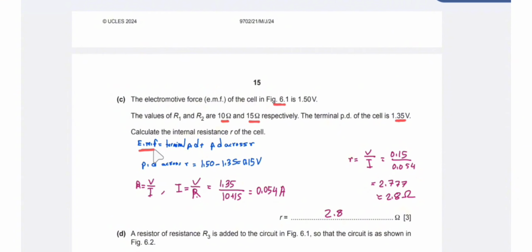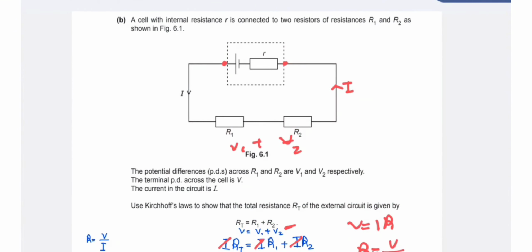We know that the total EMF is equal to the terminal potential difference plus the potential difference across the internal resistance. You have to remember the equation, that is, EMF is equal to terminal potential difference plus the potential difference across the internal resistance. And what is terminal potential difference?